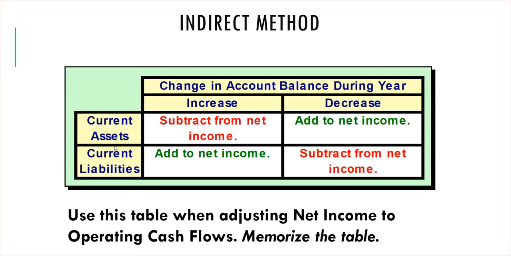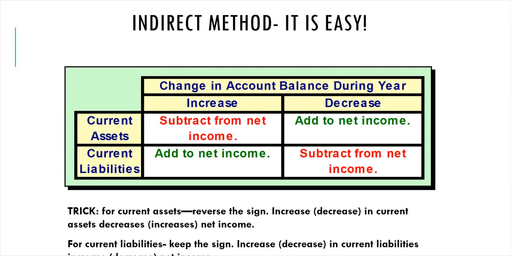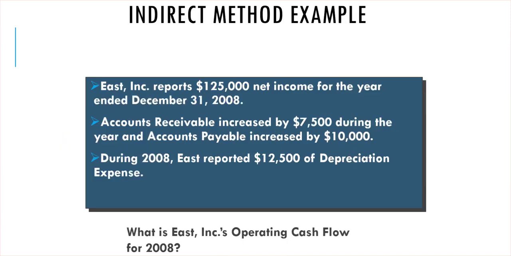And as the other table told you, when you list your current assets, do not list cash and cash equivalents in there. So, current assets, reverse the sign. Current liabilities, keep the sign. Indirect method, a simple example here. They report net income of $125,000. Accounts receivable, reverse the sign. Accounts payable, keep the sign.